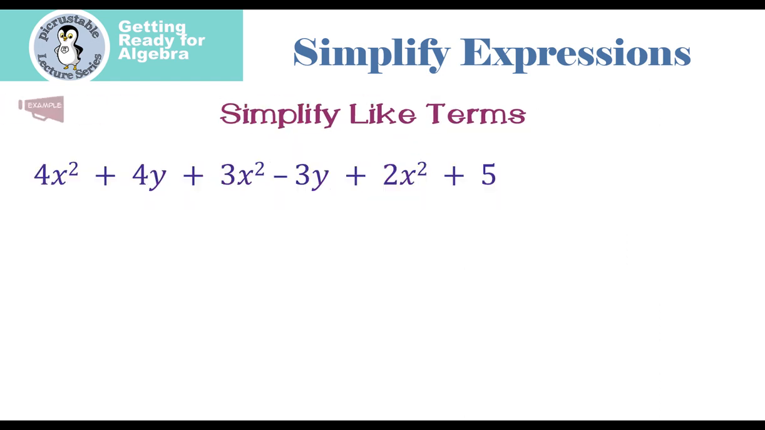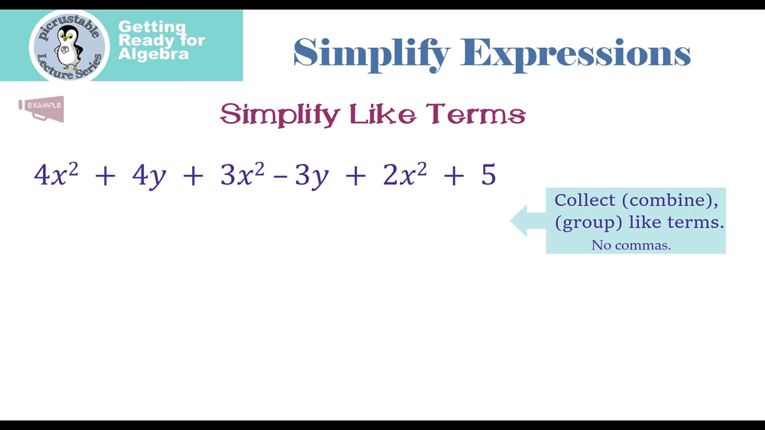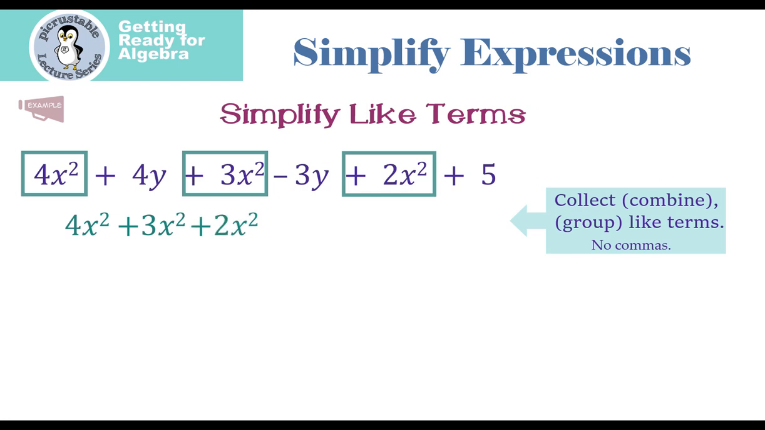We're going to simplify like terms. So the first thing we're going to do is put like terms next to each other. But this time, we're not going to put any commas. Let's start with 4x squared. Now let's look for another x squared. Oh, here it is. This time we're not putting a comma. We're just putting plus 3x squared. Let's keep looking. Oh, here we go. 2x squared, and that's it.